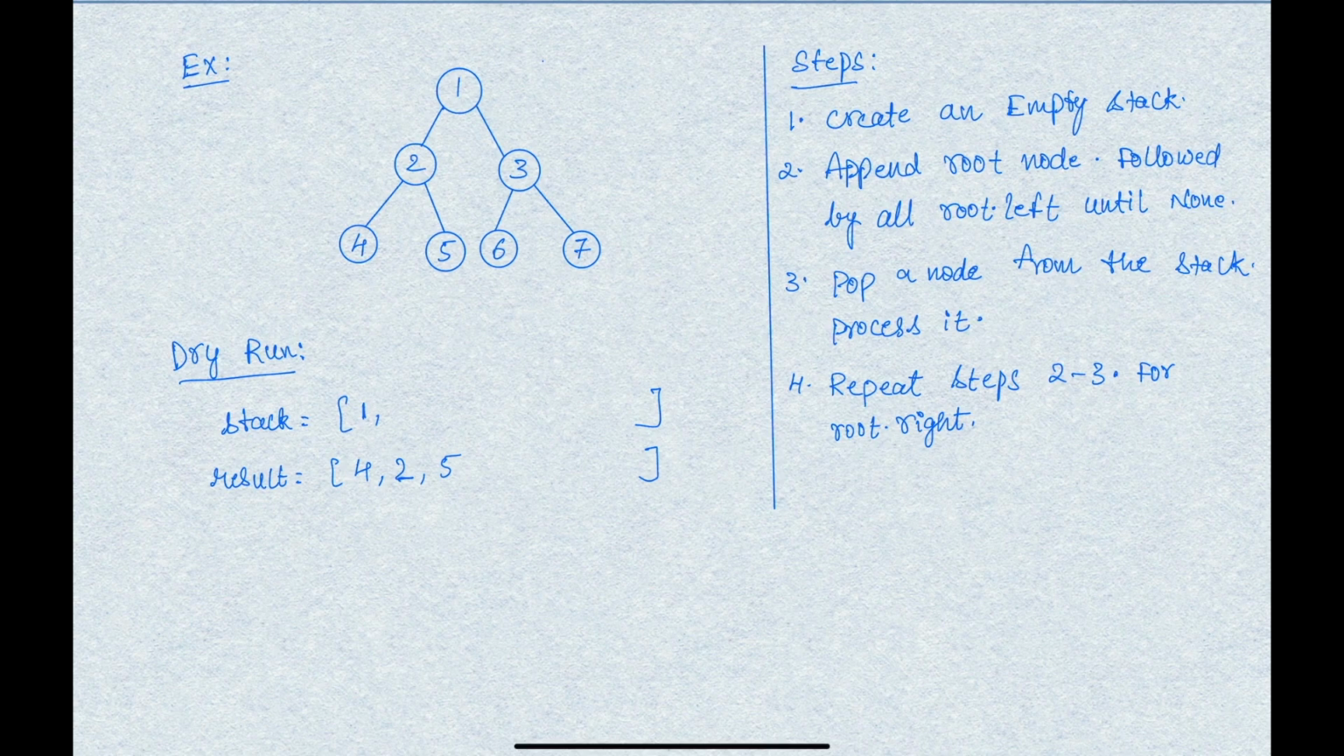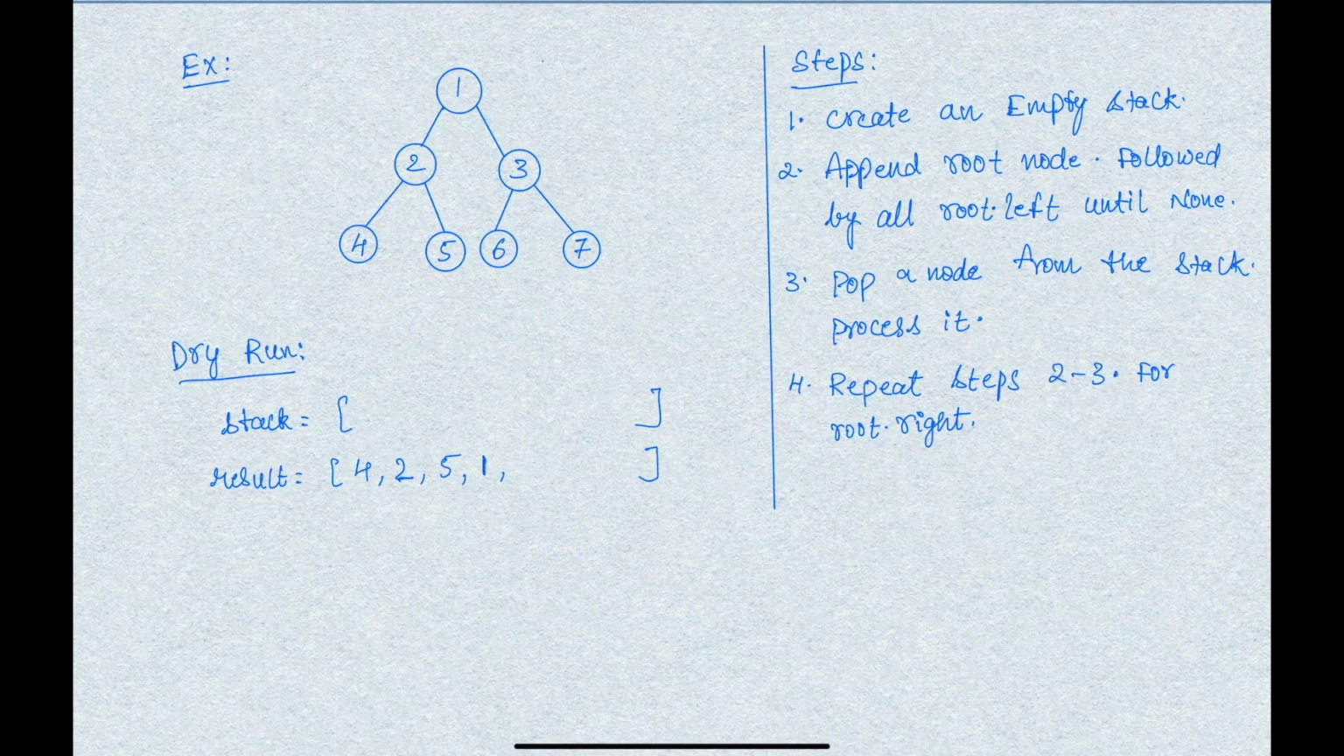Then what are we going to do? We go to step 3 again and pop a node from the stack. Our stack has only one node now, which is 1. We pop it and process that node. Processing it means storing it in the results. Then we append the root.right and follow steps 2 to 3.